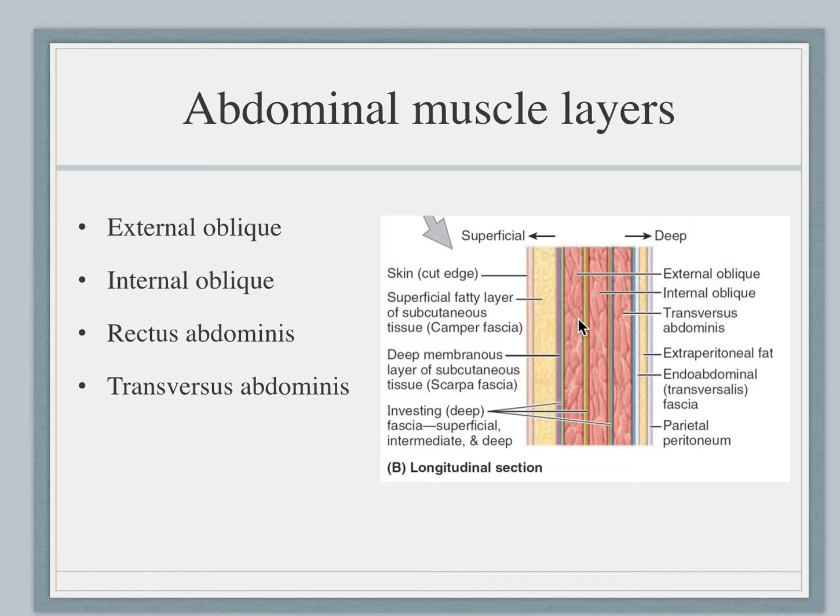This slide just illustrates the depth of the muscles, going from superficial to deep. First of all you have the skin, and then the fat. And then the first muscle you encounter superficially would be the external oblique, then the internal oblique, and then finally the transverse abdominis muscle, which is the deepest of the abdominal muscles.